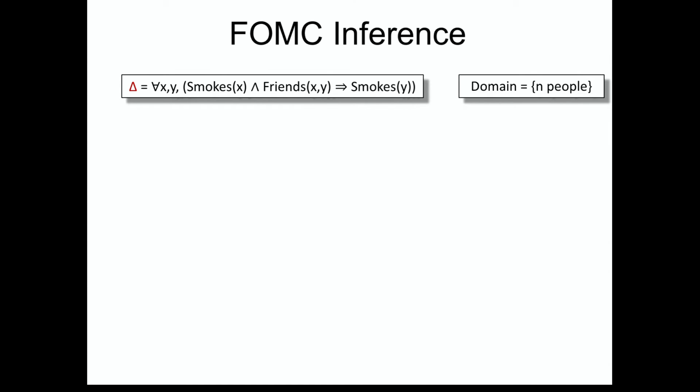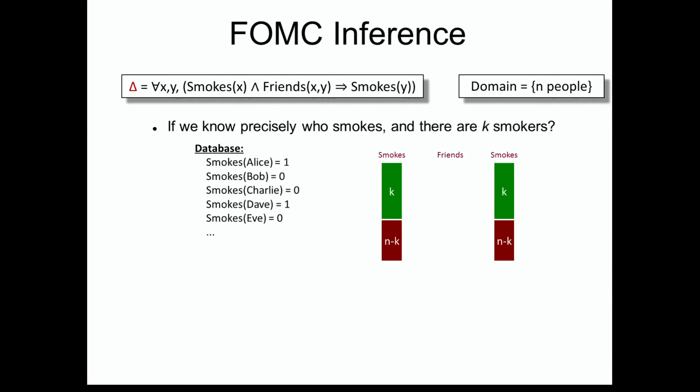So how do we compute it if we just assume that all of the weights are 1, all of the weights are symmetric? Well, if I tell you precisely who smokes, I give you a database of all of the smokers, and I tell you that k of them smoke, then it's pretty easy. Then you can just count how many combinations are possible for the friendship relation. So if there are k smokers, they can be friends with all of the other k smokers.